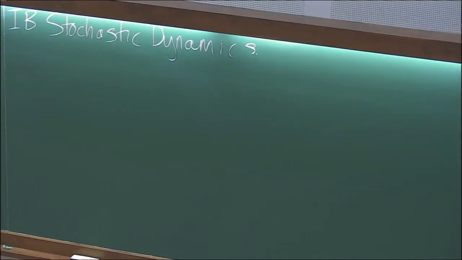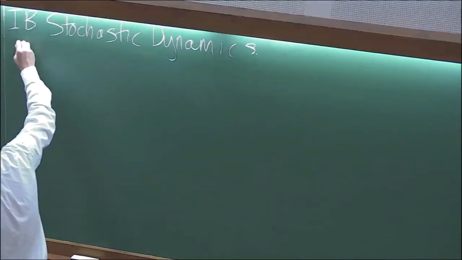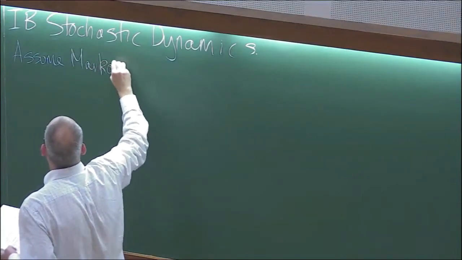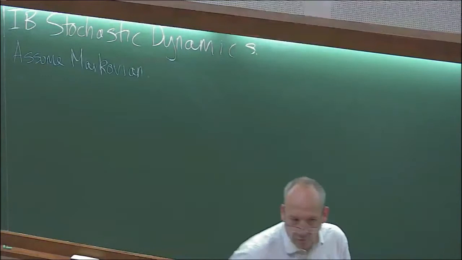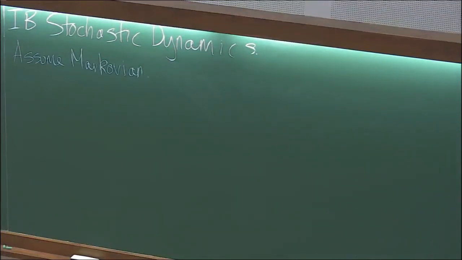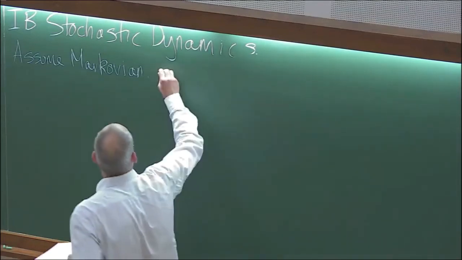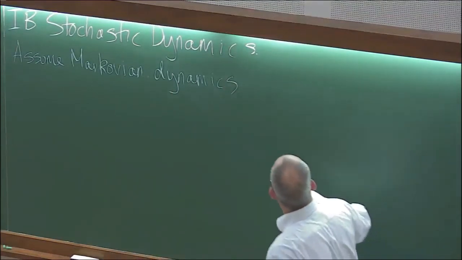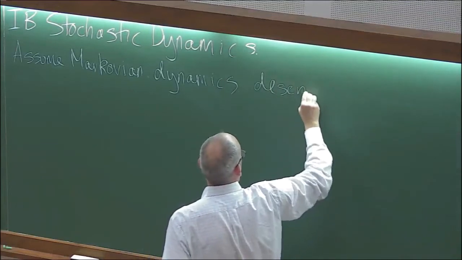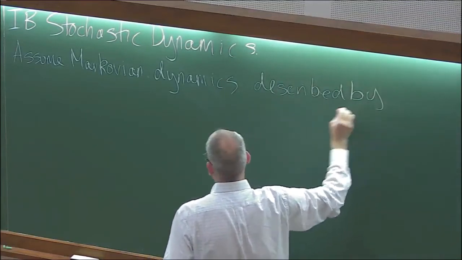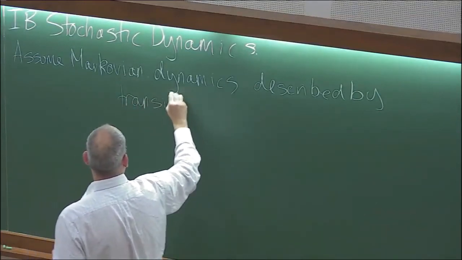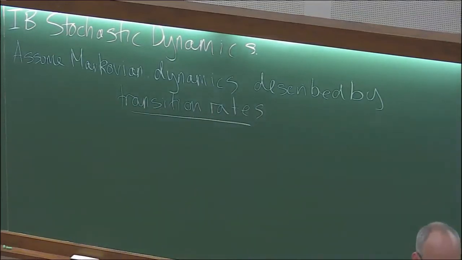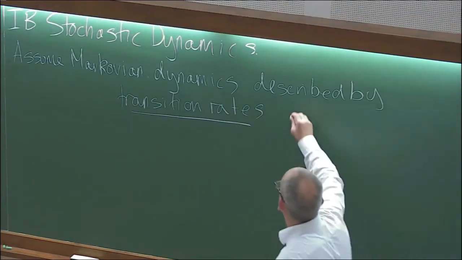Good. So the way we're going to do stochastic dynamics, we're going to assume Markovian dynamics. Markovian simply means there's no memory of what happened in the past. It only matters what state you're in now. And we're going to use a description with transition rates. Important thing, transition rates, and mathematically, from a technical viewpoint, you would say that we're considering Poisson processes.